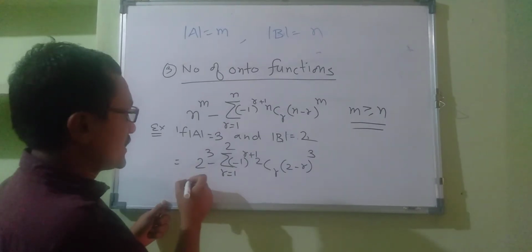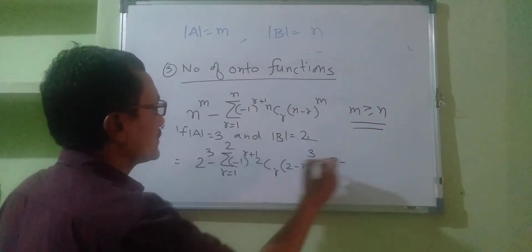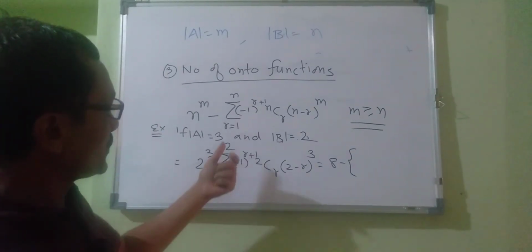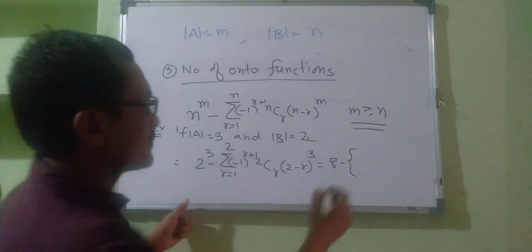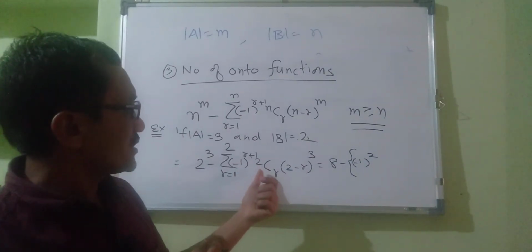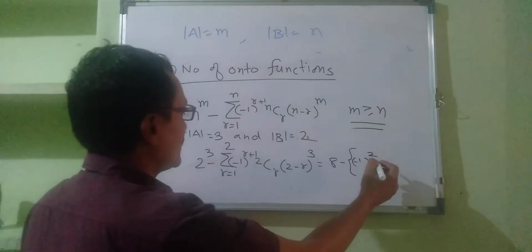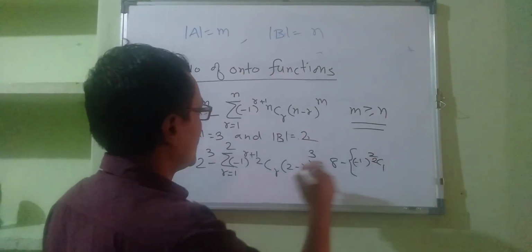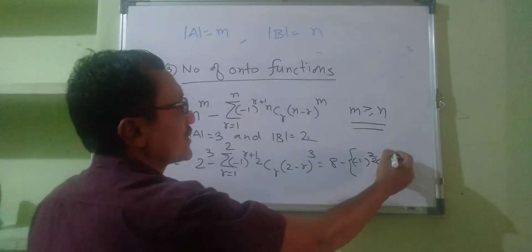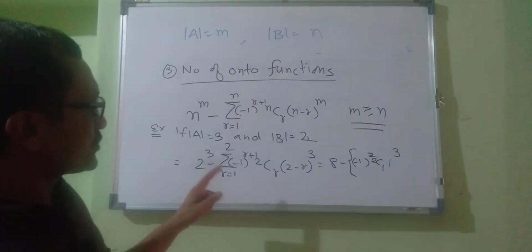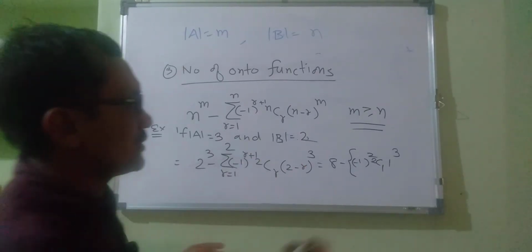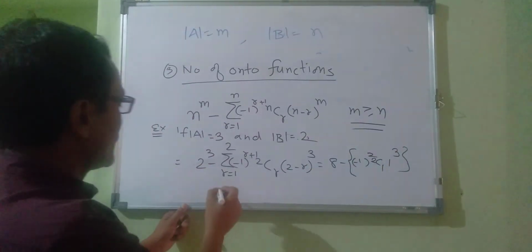So what is 2 raised to 3 here? It is 8 minus, and we find this one by one. If you put r equal to 1, this is (minus 1) raised to power 2, then 2C1, and (2 minus 1) raised to power 3. If you put r equal to 2, then this vanishes, so we are not taking r equal to 2 here. So we solve for this.